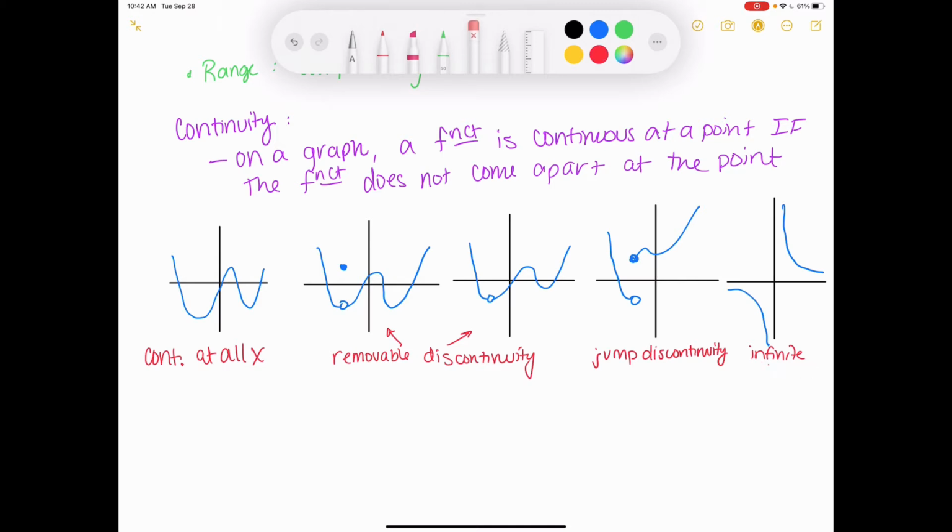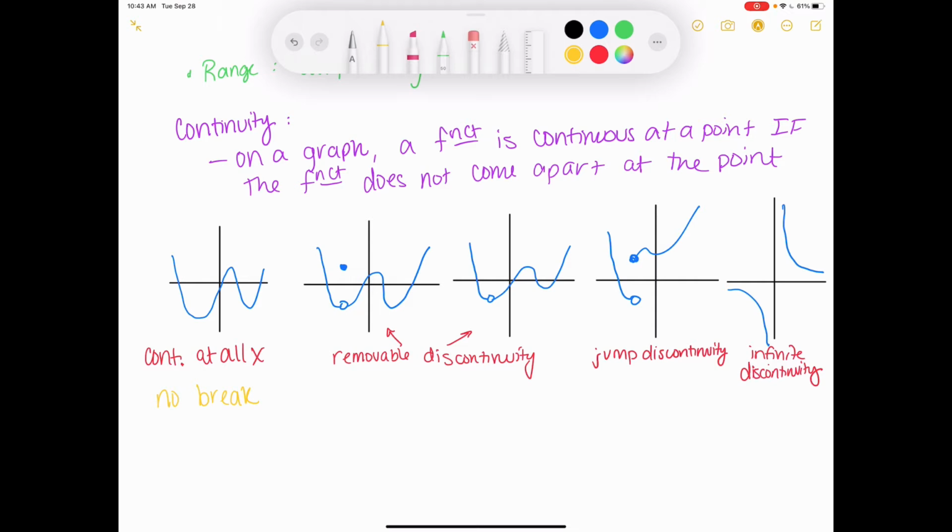Okay, we just need to rewrite this because that just looks bad. Okay, infinite discontinuity. So now underneath each of these, I'll write the reasoning. So the first one is continuous at all x values because there is no break. Okay, there's no empty spots. It is one continuous thing. You put your pencil down and you draw the whole thing without stopping. Okay, essentially a way to think about it.